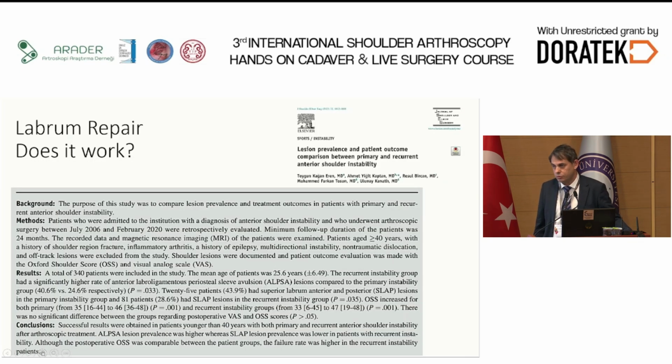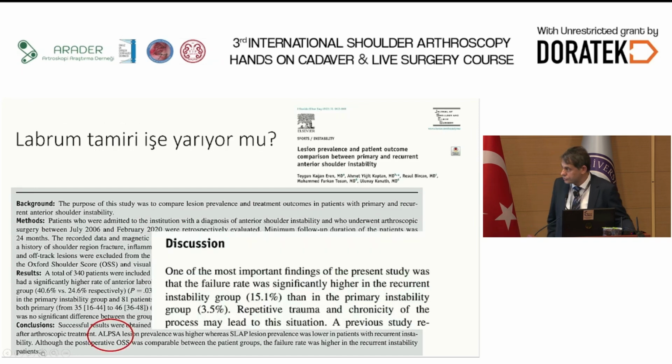Does it work if you repair the labrum? It seems it works if you choose good patients that have no bony defect.